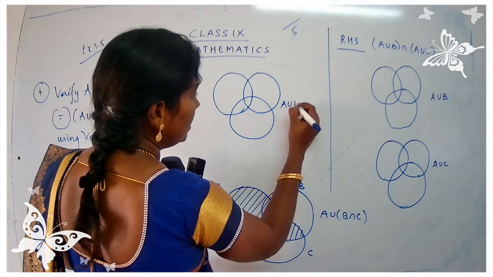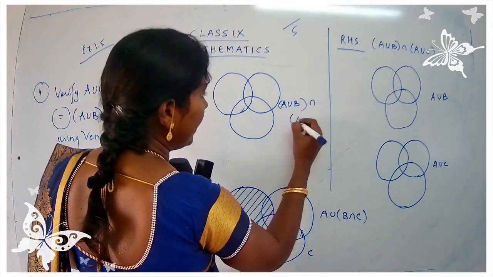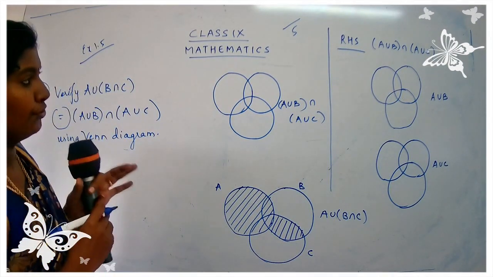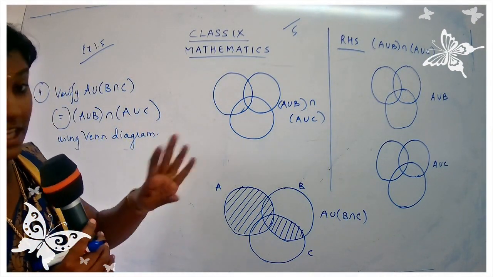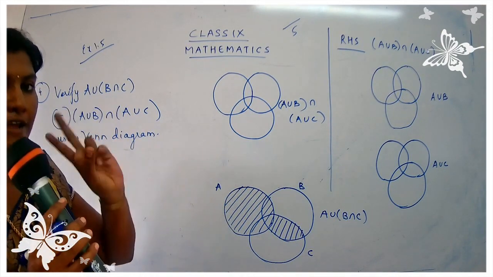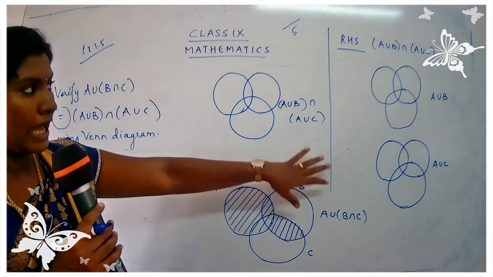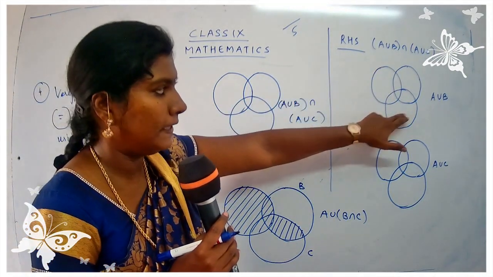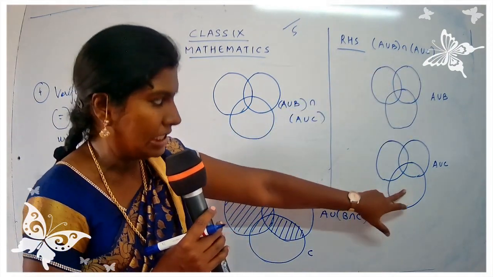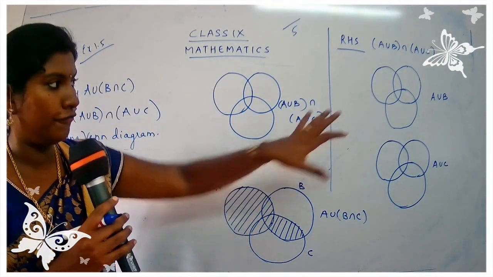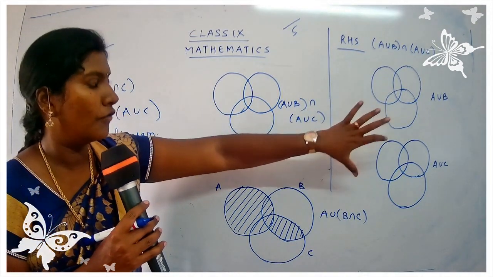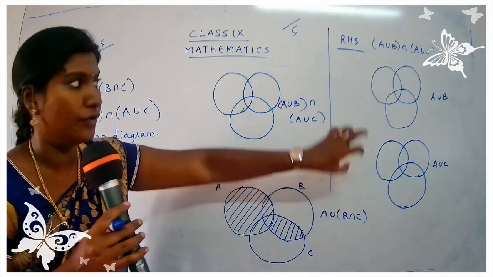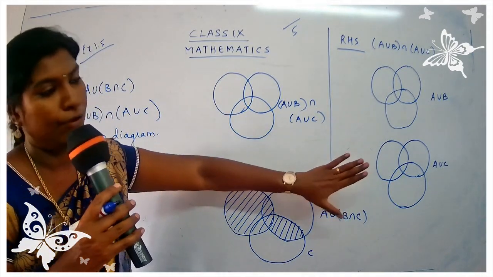A union B intersection A union C. So I have told you that we have to use 3 Venn diagrams. For the previous case, for the LHS we have used 2 Venn diagrams. For RHS you are going to use 3 Venn diagrams. The first is for A union B, the second one is for A union C, and the third one is a combination of both. We are just going to relate A union B and A union C, so we get an idea from A union B and A union C.